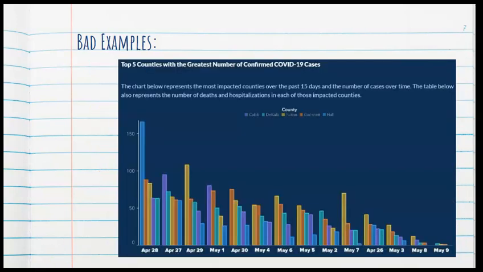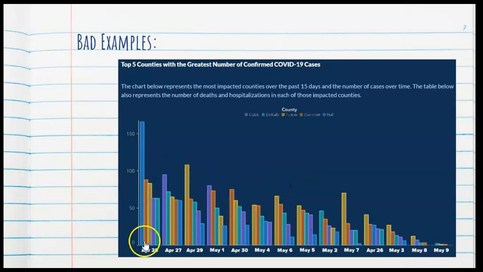All right, another bad COVID graph for you. They're trying to show the most impacted counties over the past 15 days, a number of cases over time. The table below represents the number of deaths and hospitalizations in each of the impacted counties. So each color is a different county. Okay, great, wonderful. And it looks like everything's going down, right? It looks like it's a steady decline, great.